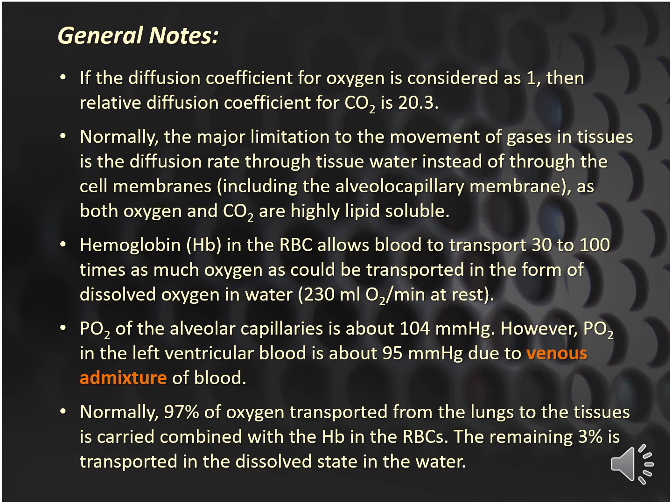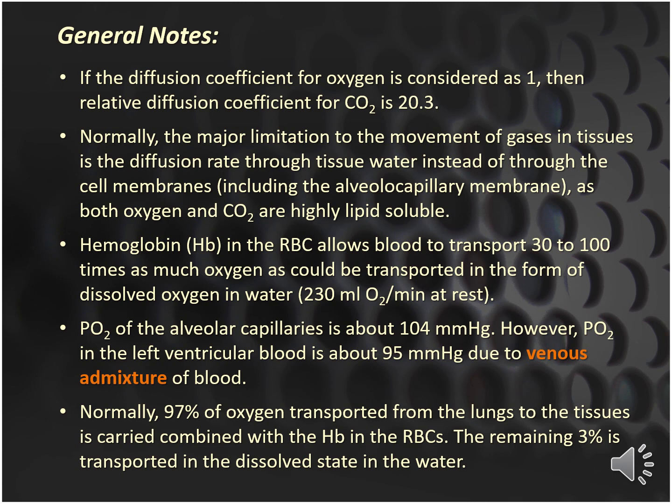Allah subhanahu wa ta'ala made oxygen of low solubility in water, and therefore it was essential to have a carrier for the oxygen, and that carrier is simply the hemoglobin. Hemoglobin in the RBCs allows the blood to transport 30 to 100 times as much oxygen as could be transported in the form of dissolved oxygen in water. Usually the body needs 230 to 250 ml of oxygen per minute at rest.